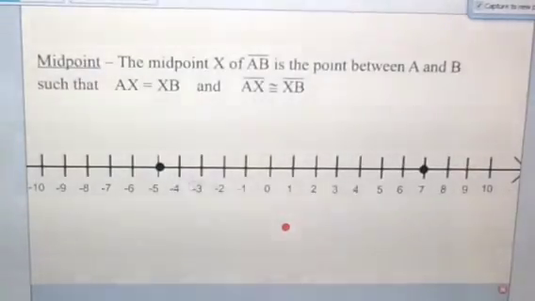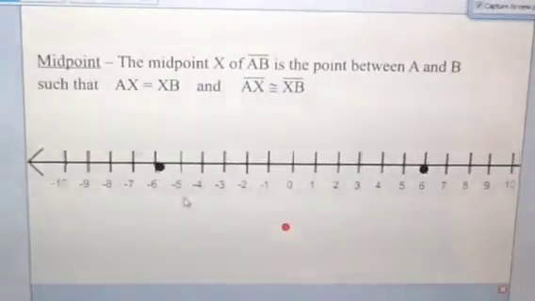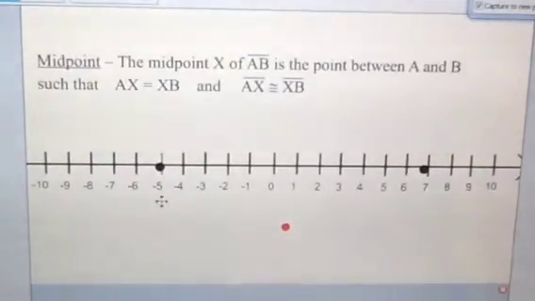A couple of you might have just counted spaces and then taken half of it and then counted that distance from one of the two endpoints. Another method is to see that -5 to 0 is 5 units and 0 to 7 is 7 units. So the whole distance here, -5 to 7, is 12 units. Therefore, our midpoint must be 6 units from either endpoint, making our midpoint 1.